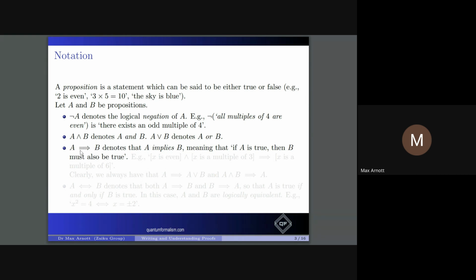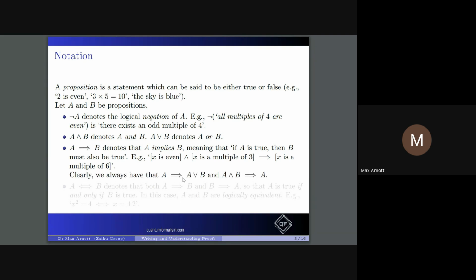The next one, this arrow, denotes that A implies B. So if A is true, then B must also be true. And a little example: if we take the conjunction, the and here, so we have X is even and X is a multiple of 3, this forms one big proposition on the left-hand side, and that implies the proposition X is a multiple of 6.